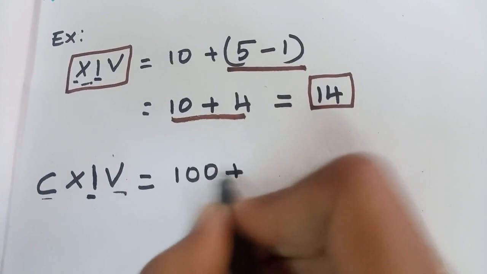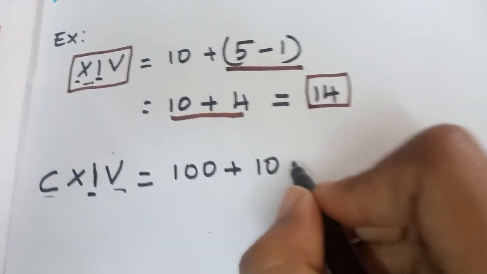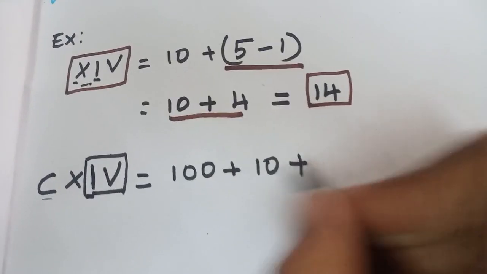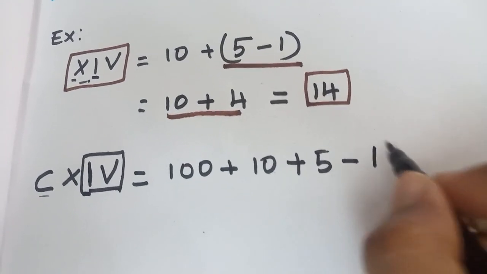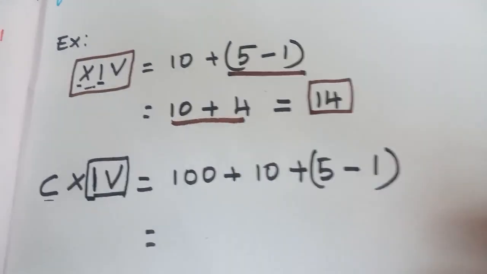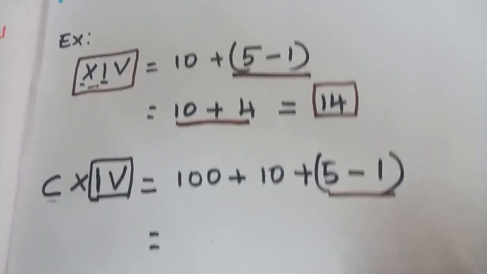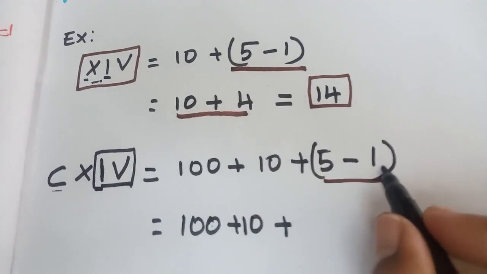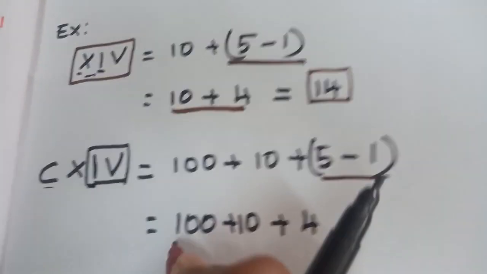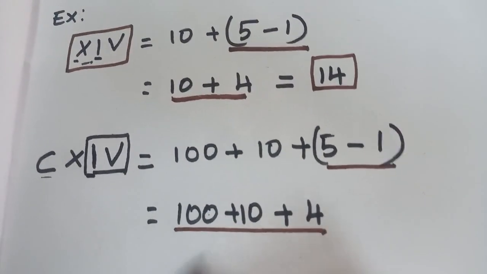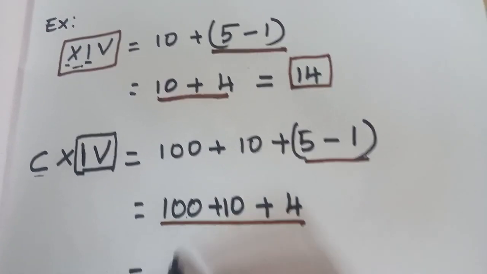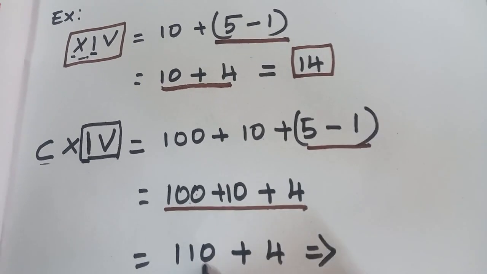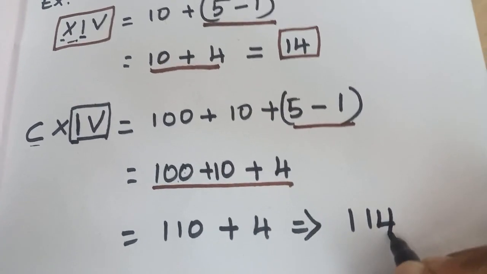100 plus X, which denotes 10, plus. Here you have to use rule number 4: 5 minus 1. First you do the subtraction process and write the remaining as it is. 5 minus 1 is 4. Next you do the addition: 100 plus 10 is 110, plus 4 is 114.